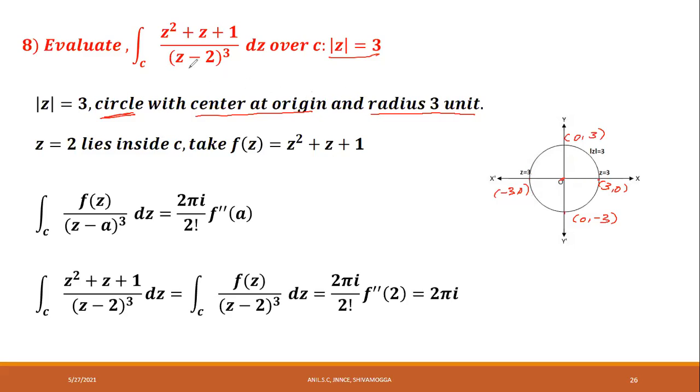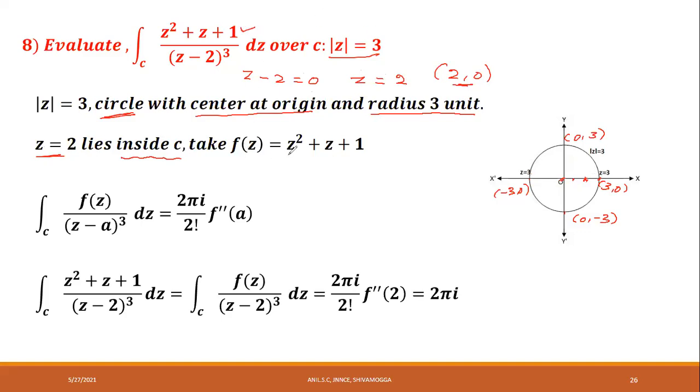And this is not analytic when z minus 2 whole cube is equal to 0. That means z minus 2 is equal to 0, which implies z is equal to 2. Z is equal to 2 means real part 2 and imaginary part 0. Look at this point, z is equal to 2. This is 0, 0, this is 1, 0, 2, 0, and this is 3, 0. Therefore, 2, 0 lies inside C.